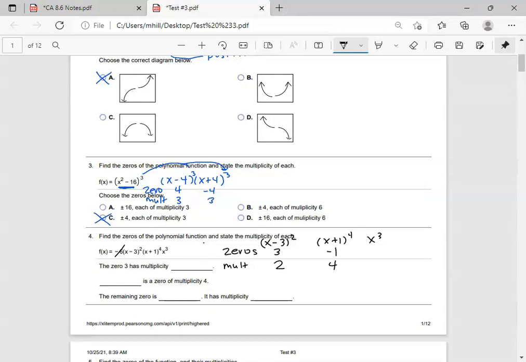Okay, and remember that you could write this as x minus 0 to the 3rd. So 0 is a 0 with a multiplicity of 3. Okay, so we would say the 0, 3 has a multiplicity of 2. Negative 1 is a 0 with a multiplicity of 4. And the remaining 0 is 0, and it has a multiplicity of 3.